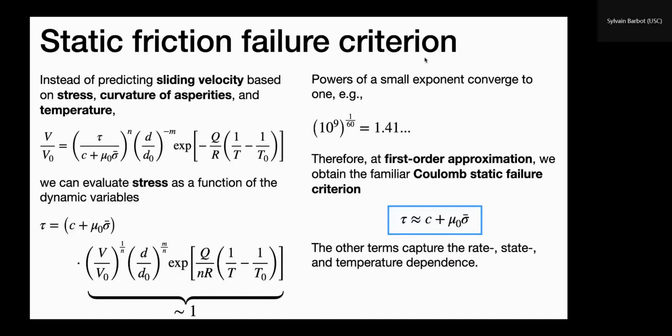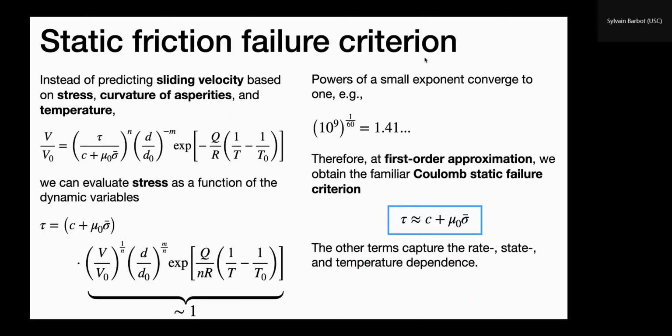Because instead of thinking of velocity as a function of stress, size of asperities, and temperature, you can look at stress as a function of these dynamic variables. So you kind of invert the relationship, and that gives you the equation on the lower left, where stress is basically C plus mu naught sigma times terms that depend on velocity, size, and temperature. And notice that all these three terms, velocity, size of asperities, and temperature, are all raised to the power 1 over n. And I already showed you that this power exponent n must be very large, greater than 50.